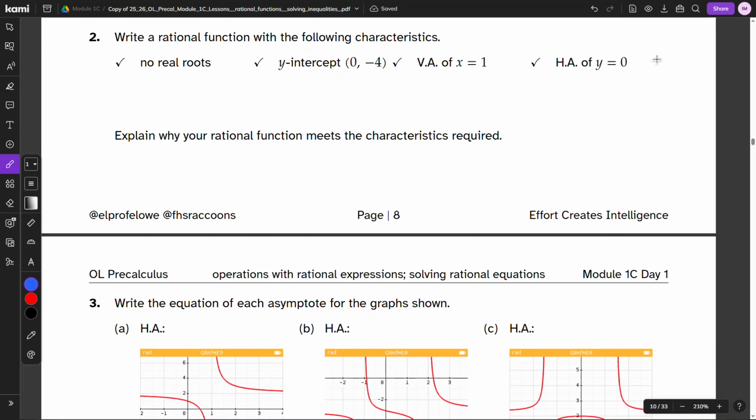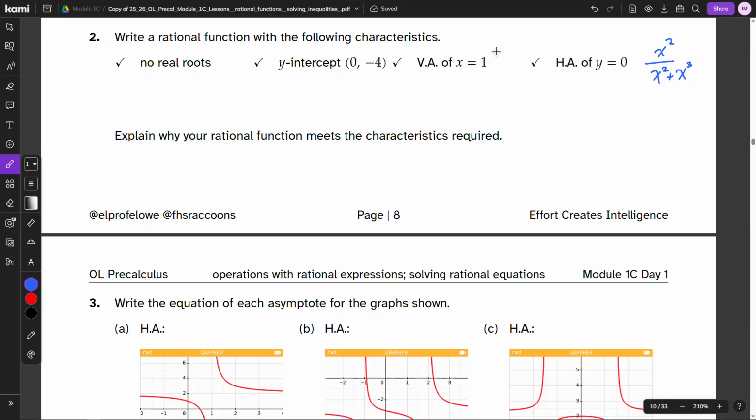If our horizontal asymptote is y equals 0, that means I need to have something where the denominator has a larger power than the numerator, right? I don't necessarily know what the power will be, but the power of the denominator will be larger than the power of the numerator. So if I had x squared in the numerator, then I would need to have an x cubed as an example in the denominator, so that power is larger.